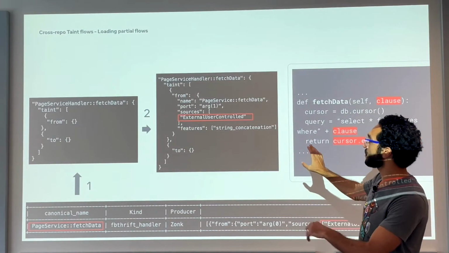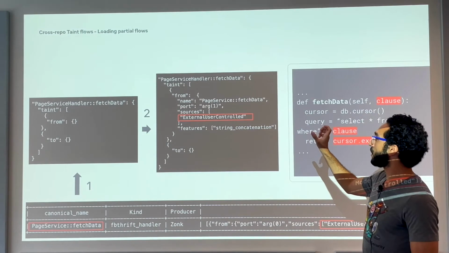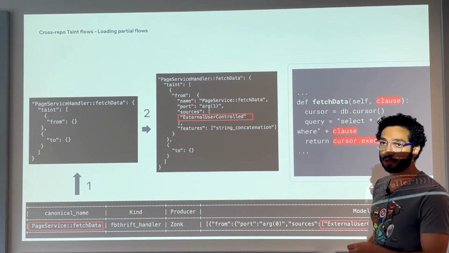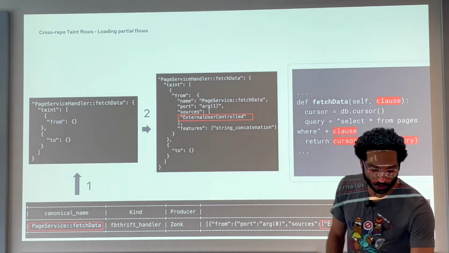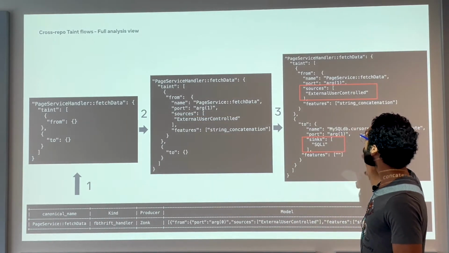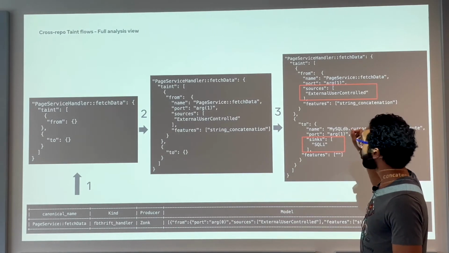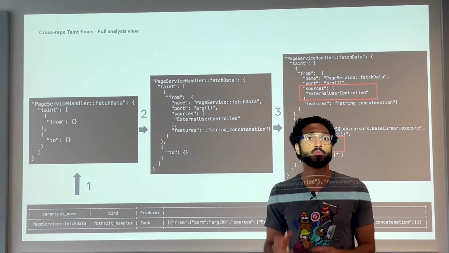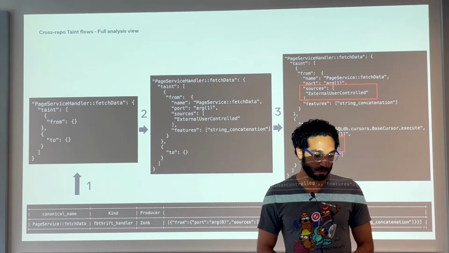Again, before the analysis, we augment this model with external user controlled input coming from zone client, and then start analyzing that Python code. And after analyzing that Python code, you see here we have the full taint flow: external user controlled going to the SQL injection. And now we have the SQL injection vulnerability between two different code bases with taint flow analysis.